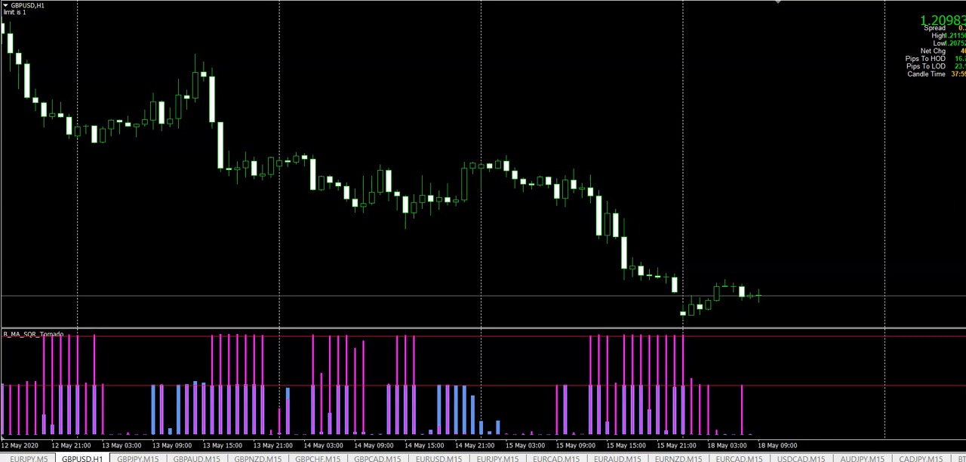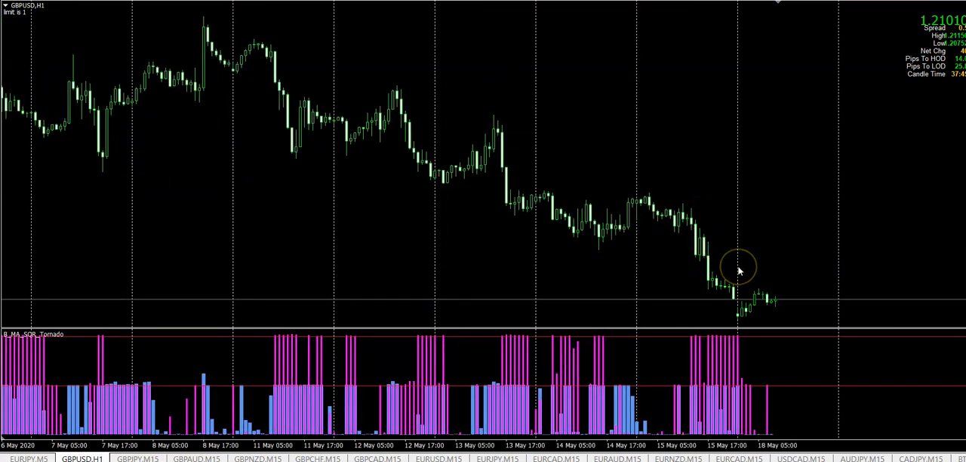So I mainly trade the 15-minute chart, but my analysis is done from the 1-hour chart all the way down to the 15-minute chart. Why the 1-hour chart? Because it's easy to see the important levels on the 1 hour. Let me zoom out a little bit so that you can see.